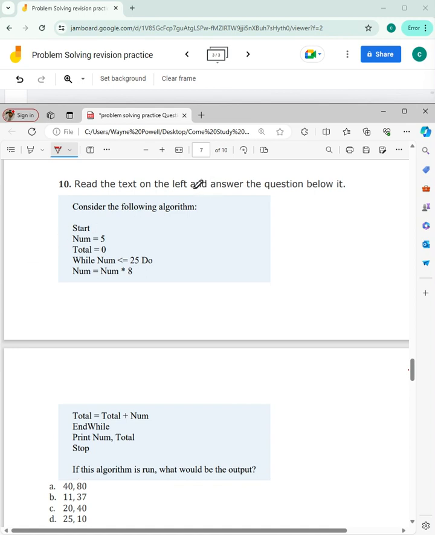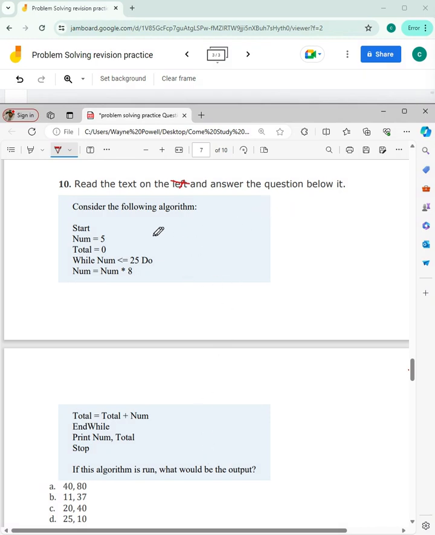Read the text on the left. And we're not looking at the left anymore. We're just looking at the text below. Answer the question. Consider the following algorithm. Start. And this is the algorithm. If this algorithm is run, what would be the output?